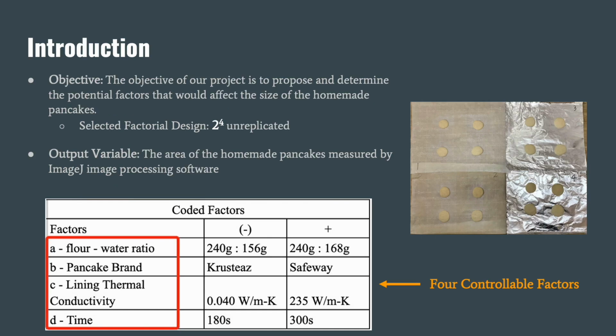To propose and determine the potential factors that would affect the size of the homemade pancakes, we'll be running a 2^4 unreplicated full factorial design. Unreplicated was chosen to screen the largest quantity of main effects and lower order interactions. The four controllable factors are flour-water ratio, pancake brand, baking paper, and time. We measure the area of the pancakes as our output variable.